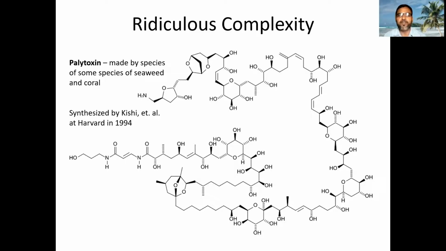And what is the name of this molecule? Palytoxin. Palytoxin, made by a species of seaweed and coral. And this compound was synthesized by Kishi at Harvard in 1994. Now you think about this molecule. The drawing is difficult. Counting the number of carbon atoms is difficult. How did our scientists synthesize this compound? So this compound is an organic compound.